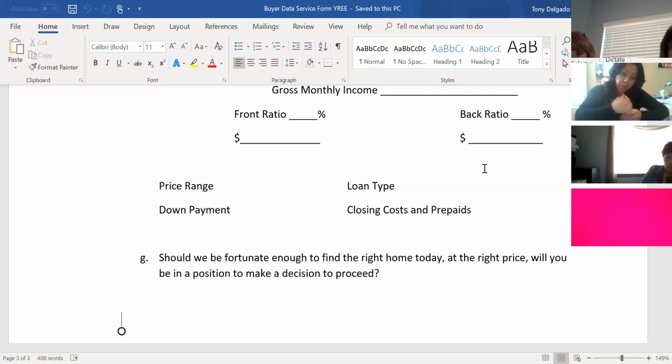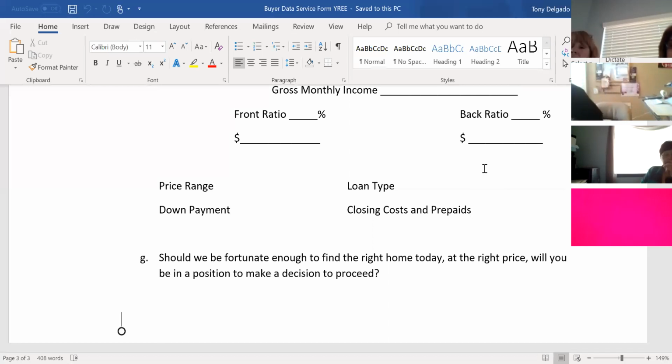But guys, this right here, letter G, and again, work on how you say that. I love the phrase, right home, right price. Today, are you in a position to make a decision to proceed? Okay, single most important qualifying question that we're working on.